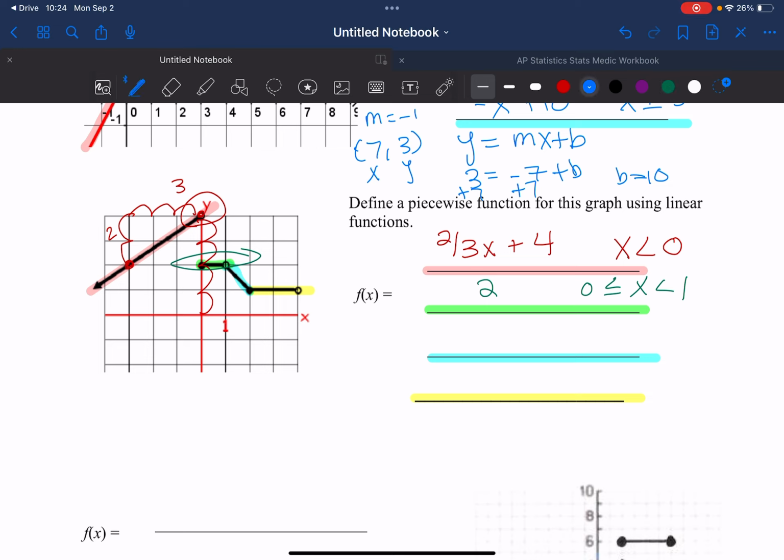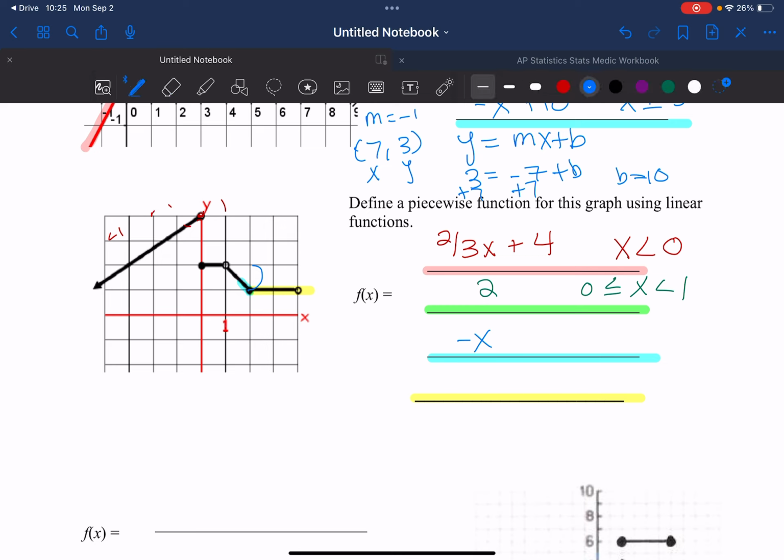Okay. Then for my next one, my blue, I'm going to find my slope. So it goes up 1, left 1, which is negative 1, so negative x. And if I continue, and let me erase some of this so we can see a little better.